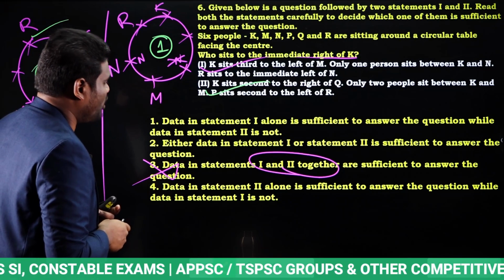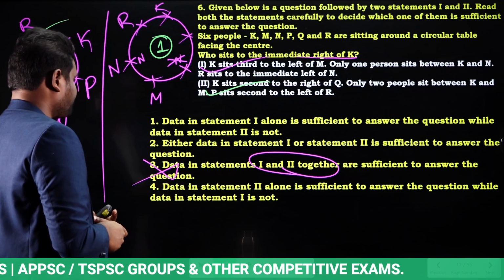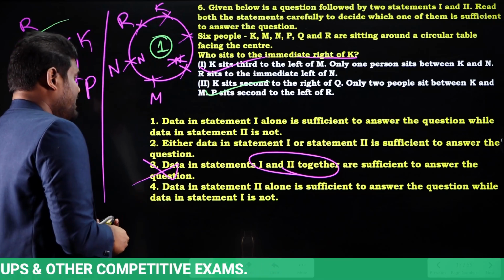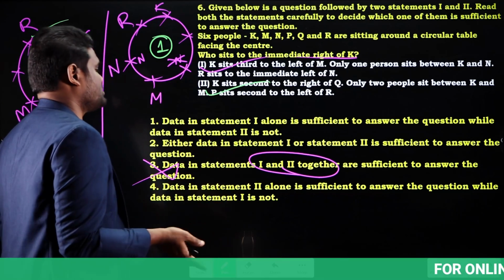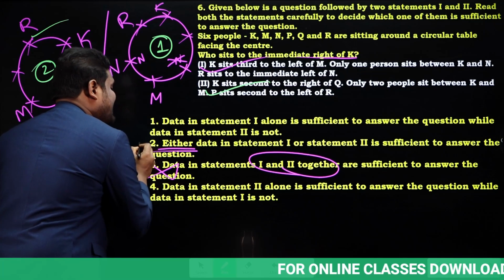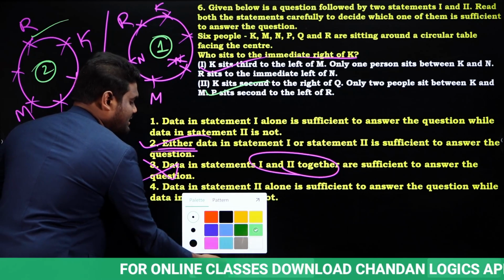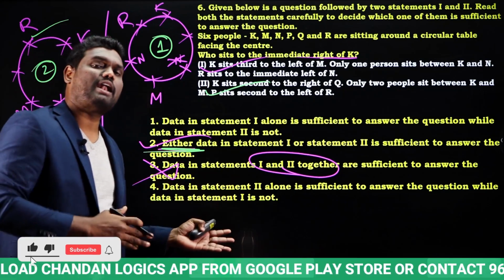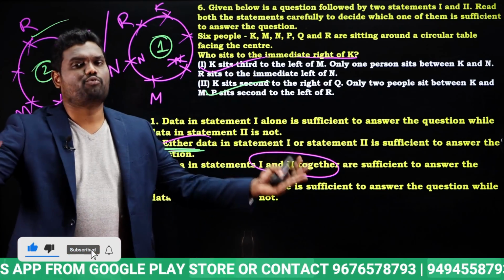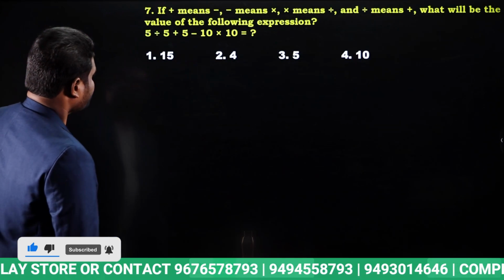Data in statement 1 alone is sufficient to answer the question. And similarly, data in statement 2 is also sufficient, which means the answer should be either. Is that clear? Either statement 1 or statement 2, with any of them we are going to get the answer. Is that clear? Next one.